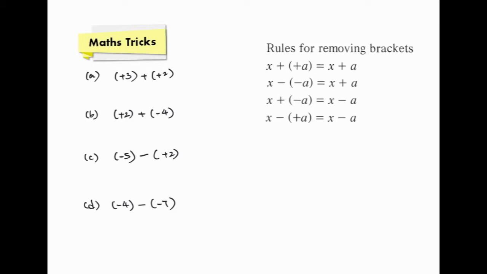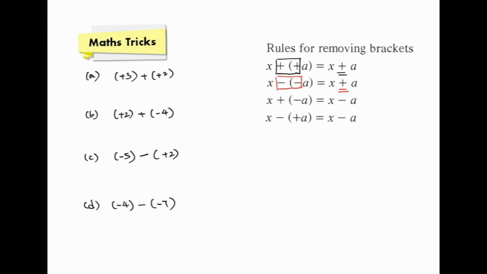We have 4 rules. Rule 1. X plus positive a, which is the usual operation. 2 positive makes a positive. Rule 2. X minus negative a. 2 negatives makes a positive.